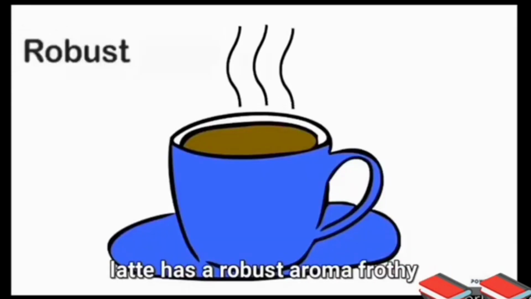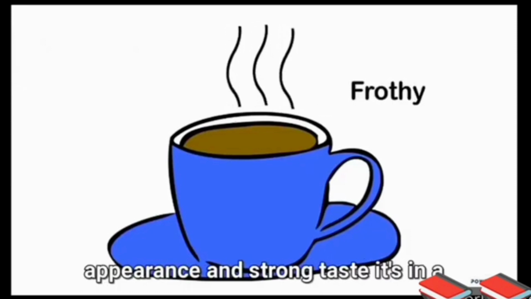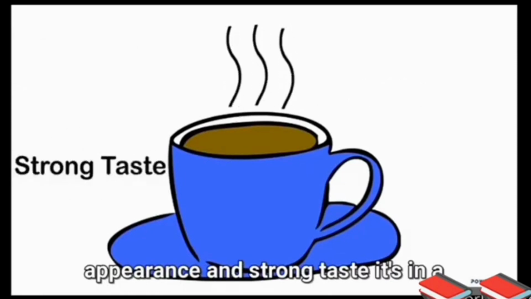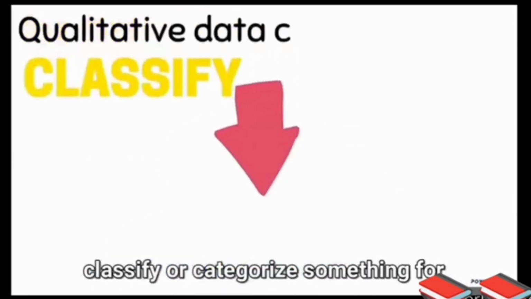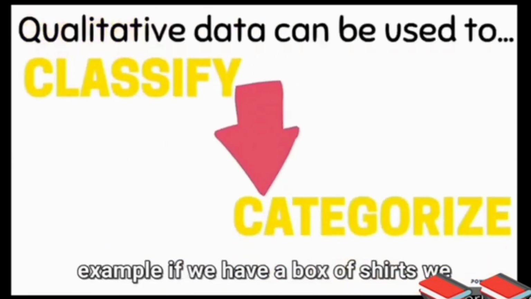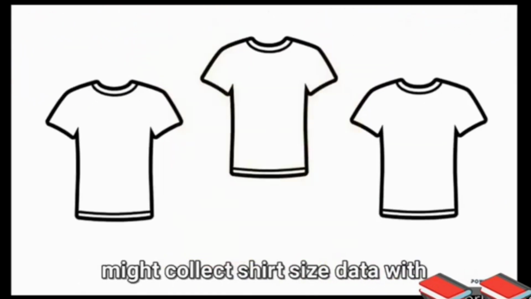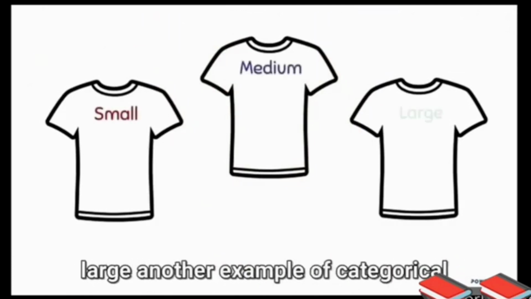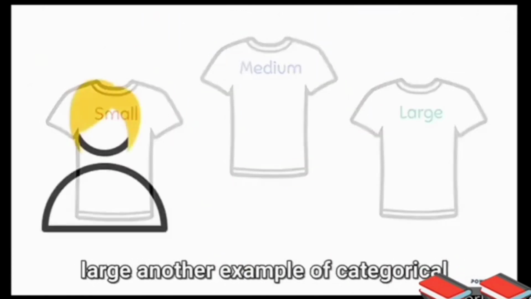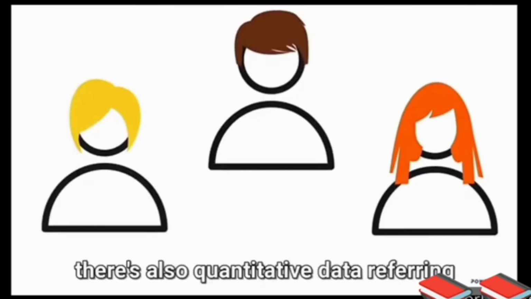The latte has a robust aroma, frothy appearance, and strong taste. It is in a blue cup. This is qualitative data. Qualitative data can be used to classify or categorize something. For example, if we have a box of shirts, we might collect shirt size data, with categories such as small, medium, and large. Another example of categorical data could include hair color.